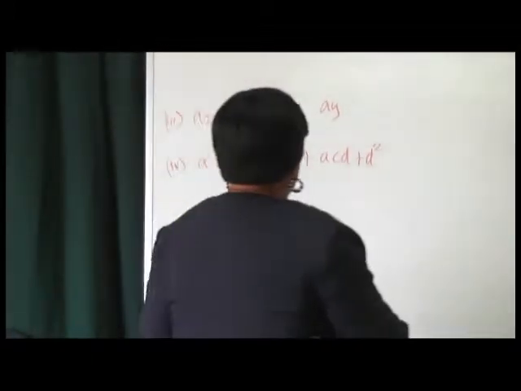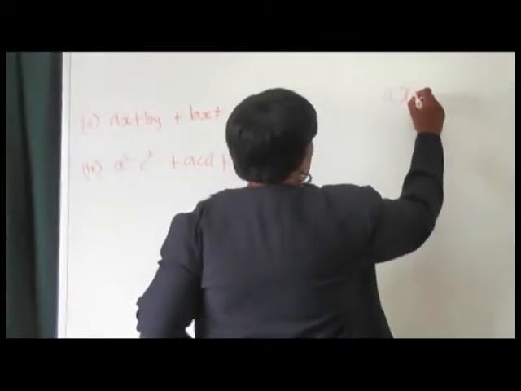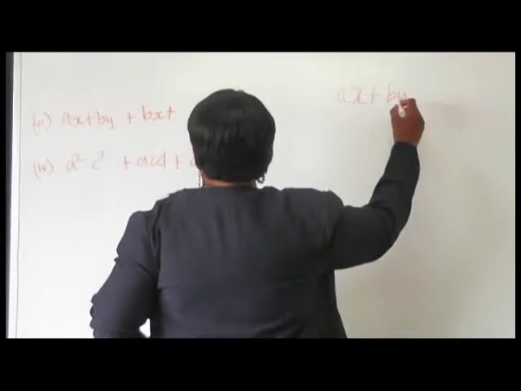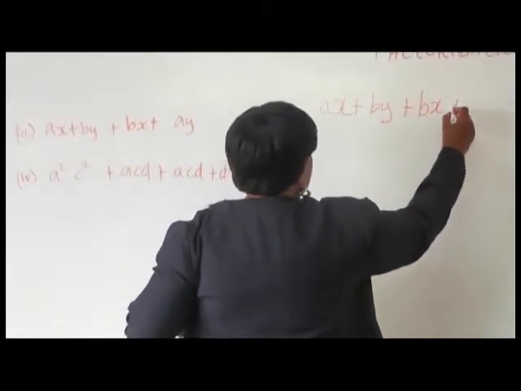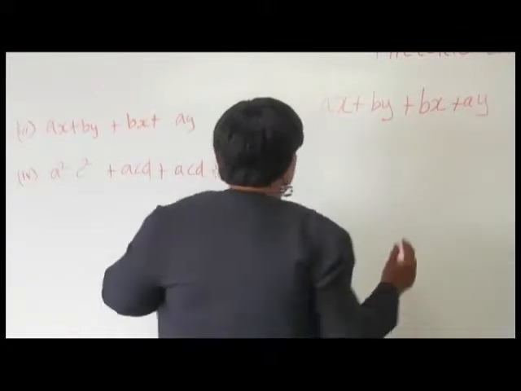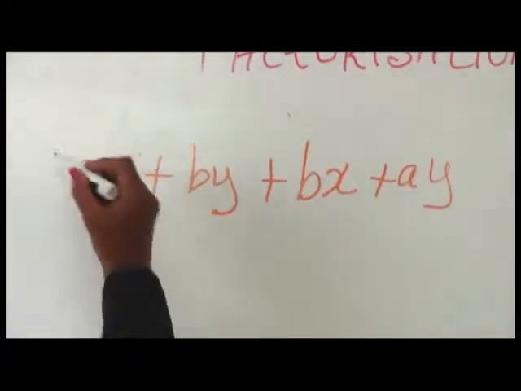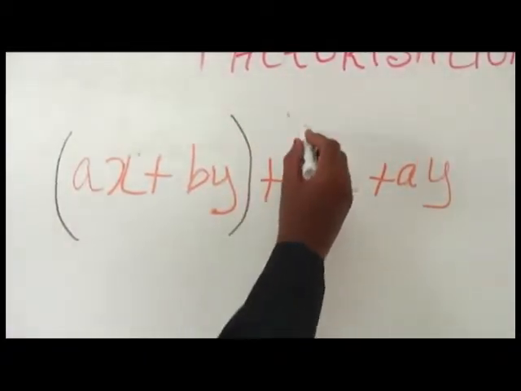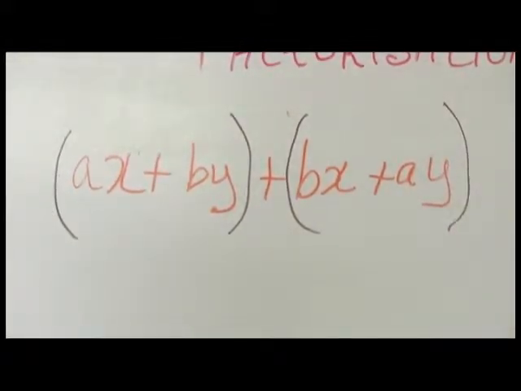So when they're asking you to factorize ax plus by plus bx plus ay, what we would be doing is putting them in groups of 2s. So you put your bracket here, a bracket here, a bracket here, and a bracket here. Then we start examining each of those brackets. Do they have anything in common?